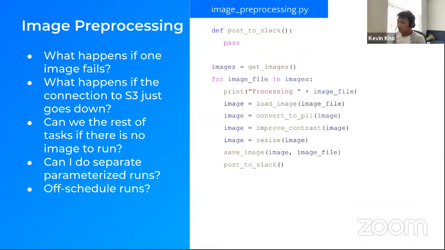How do I do separate parameterized runs? Like for example, if I have this script already and I wanted to increase that factor to increase the contrast, I'd have to go back in, edit the script, save it, and it's just not a graceful way.